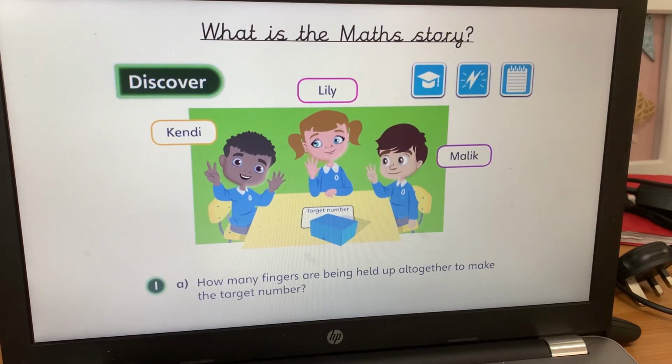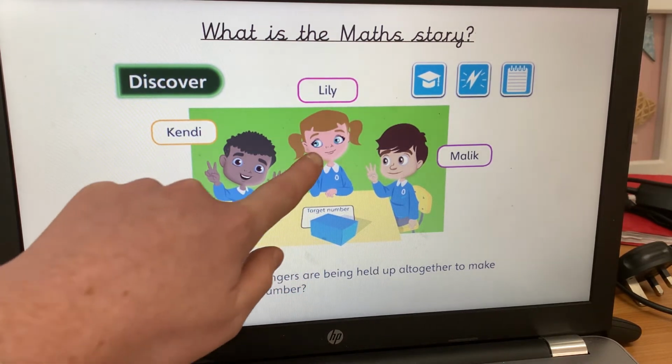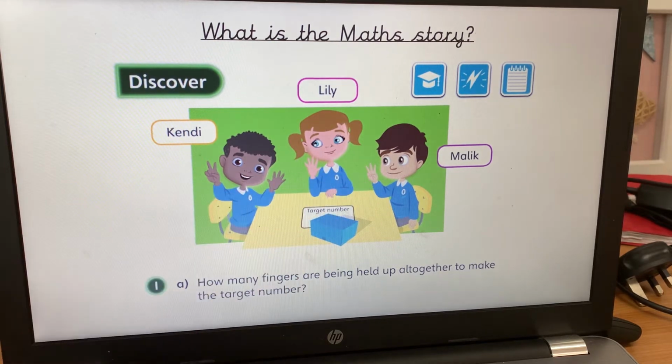So what is our math story today? We've got Kendi, Lily and Malik. How many fingers are being held up all together to make the target number? So here, where the target number is, these children have got all their fingers up to show the total of that target number. So let's go again. How many fingers are being held up together to make the target number? See whether you can have a go at that.